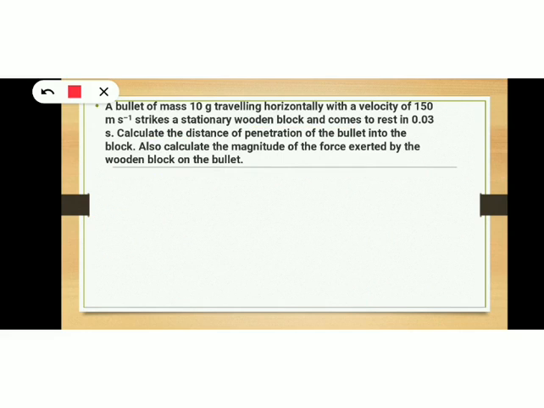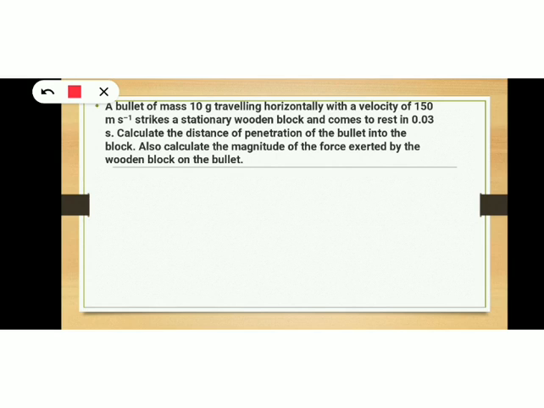Children, this is the next numerical. A bullet of mass 10 gram traveling horizontally with a velocity of 150 meters per second strikes a stationary wooden block and comes to rest in 0.03 seconds. Calculate the distance of penetration of the bullet into the block. Also calculate the magnitude of the force exerted by the wooden block on the bullet.